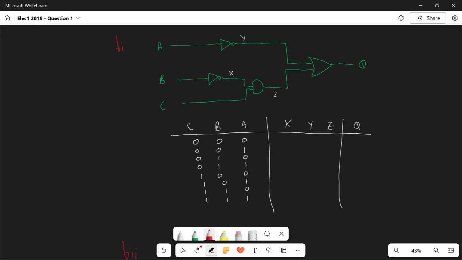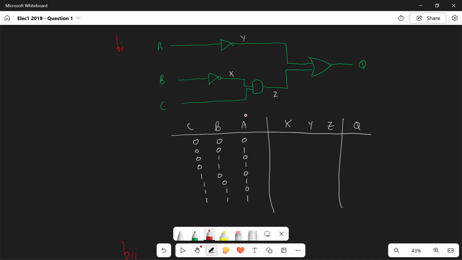Okay, so for B1, now what we have here is a fairly simple logic system, but what we're going to need to do is to use those logic symbols to create our truth table in order to find the output Q. Okay, so the first one that we're going to look at is X. X has a NOT gate and it's linked to B. So what we're looking for is the NOT of B for our answer for X.